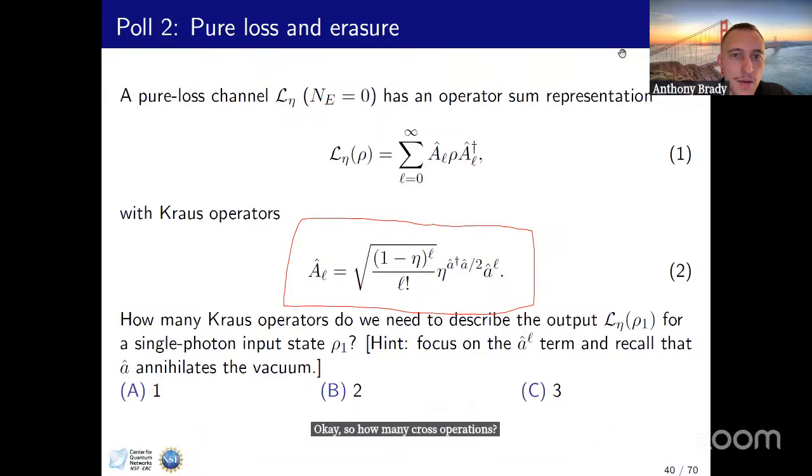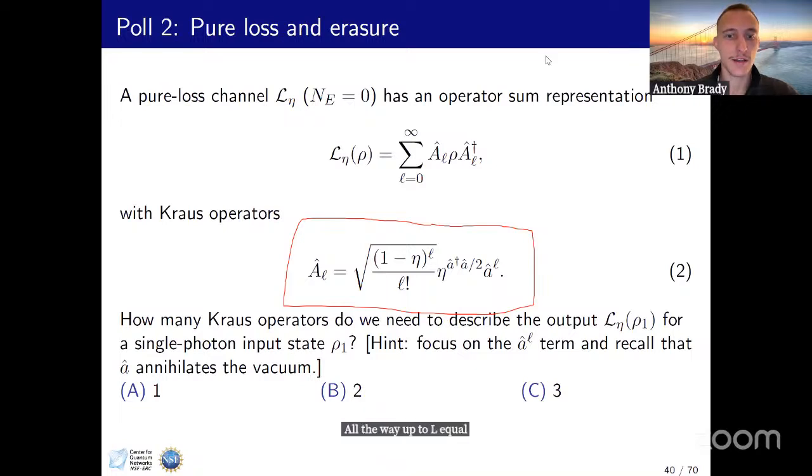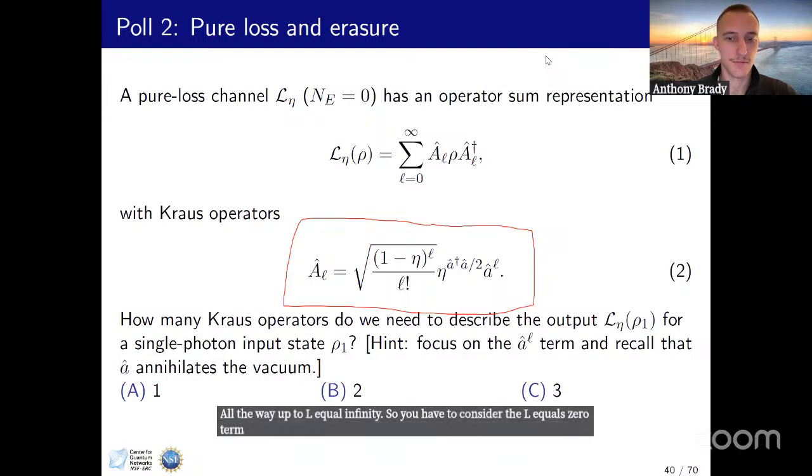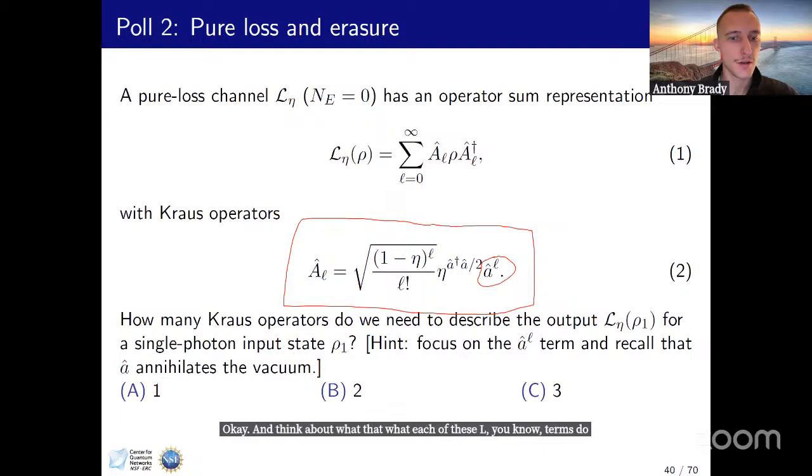So we'll give you a bit more time on this one, maybe close to 90 seconds or so. But be careful when you're answering this question because the sum runs from L equals 0 all the way up to L equals infinity. So you have to consider the L equals 0 term, consider it term by term, and only focus on this part of the annihilation operator part, and think about what each of these L terms does to a single photon state.